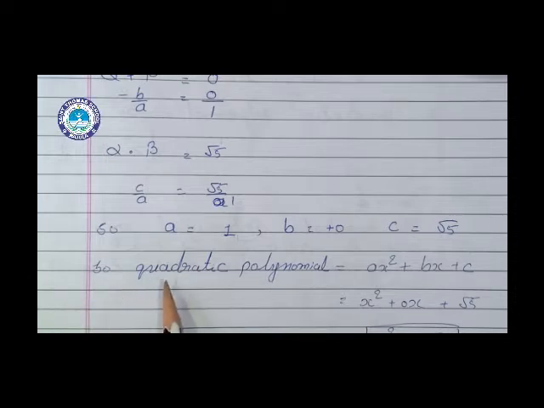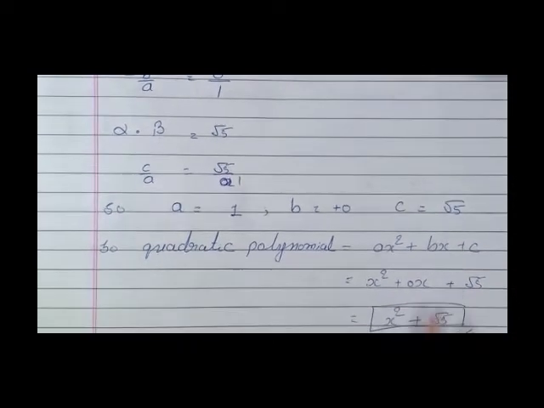Now we can put the values in the quadratic general formula, ax square plus bx plus c. So x square plus 0x plus root 5. So here 0x no need to write, so x square plus root 5.